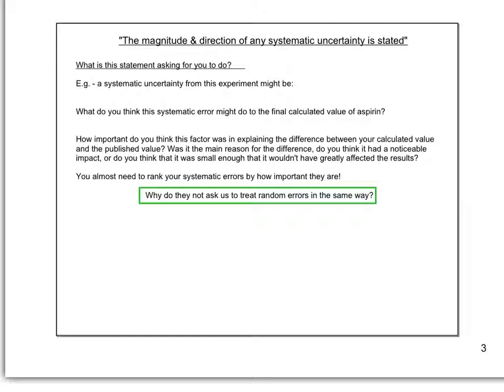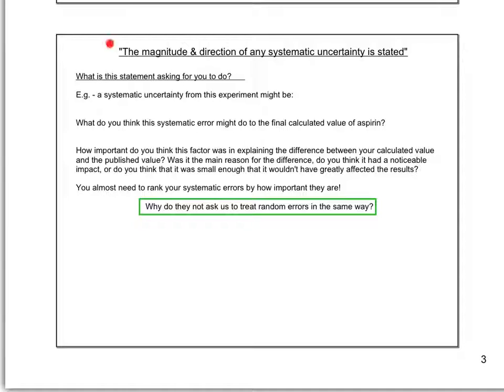Okay, this is another statement here from your conclusion evaluation. It says, the magnitude and direction of any systematic uncertainty is stated. What does that mean? Well, magnitude basically means size. So the size of the uncertainty is stated, and the direction. Okay, let's have a look. What is this statement asking you to do? So, for example, we've already discussed a possible systematic uncertainty from this experiment, and we said some powder left on the weighing boat.